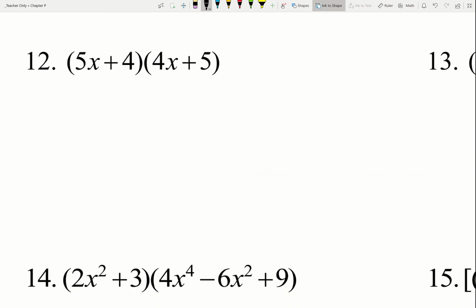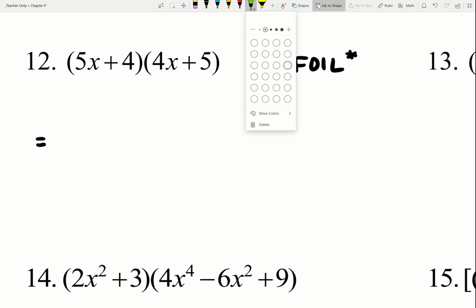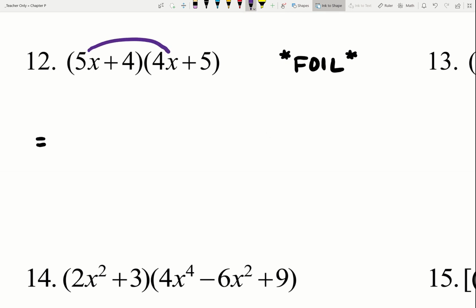Number 12 here, if you try to match this up to one of the forms in the list at the top part of the page, you're not going to be able to match it to anything. What that means is that we are going to FOIL this out because we have a binomial times a binomial. The F for FOIL stands for multiply the term that comes first times the term that comes first in the other binomial. That's your F part. So that's a 5x times a 4x. That'll give us 20x squared, which I'll try to write a little bit neater.